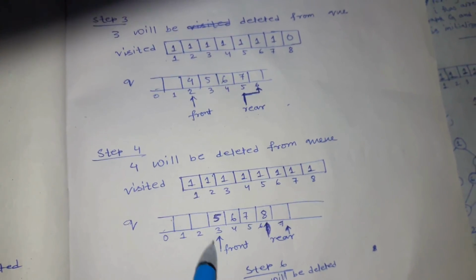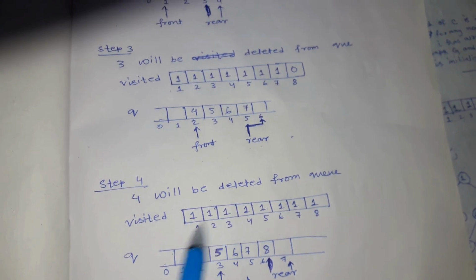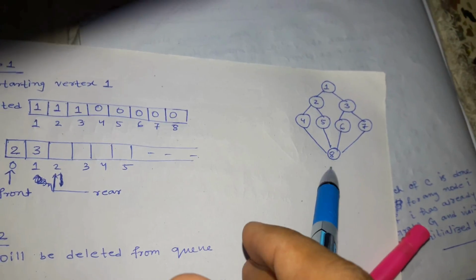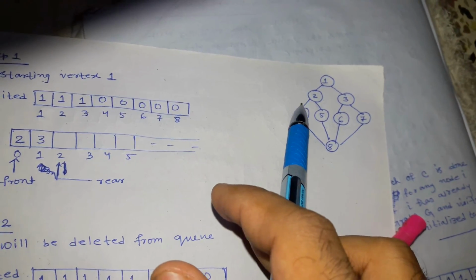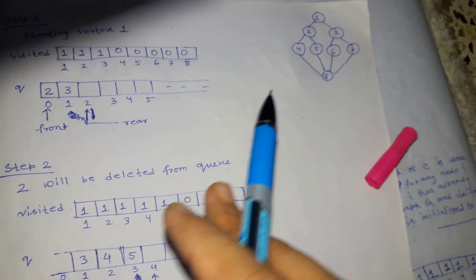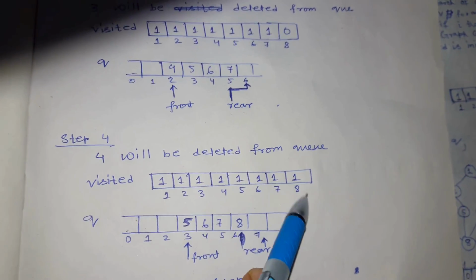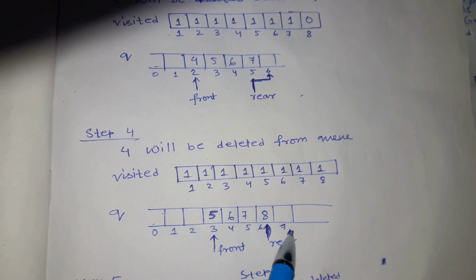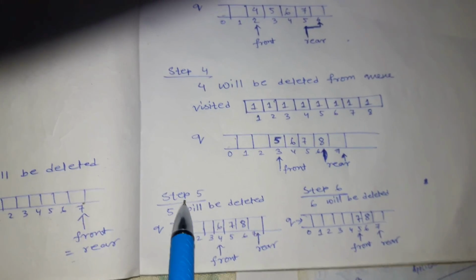So now the front part has been updated to index 3, and we will check the adjacent vertices of 4, that is 2 and 8. As 2 has already been visited, 8 is still unvisited, so 8 will be visited at step 4, and 8 will be pushed into the queue. Now the rear part has been updated to 7, and front has already been updated at step 5.